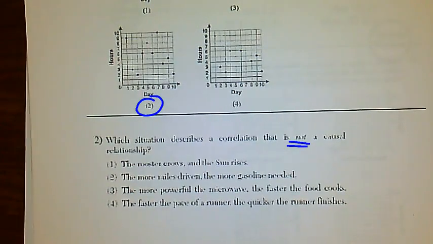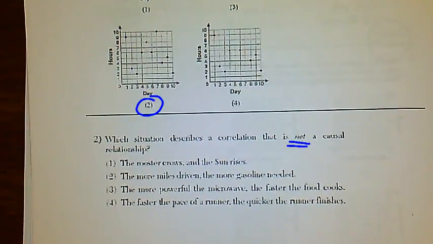That did not help. All right, so number 2 says the rooster crows and the sun rises. The rooster crows and the sun rises. So let's leave that one for a minute, but I'm leaning towards that already. The more miles driven, the more gallons needed. So that is definitely a correlation and causal. The more powerful the microwave, the faster food cooks. That's definitely causal. The faster the pace of a runner, the quicker the runner finishes. Okay, so definitely that is it.